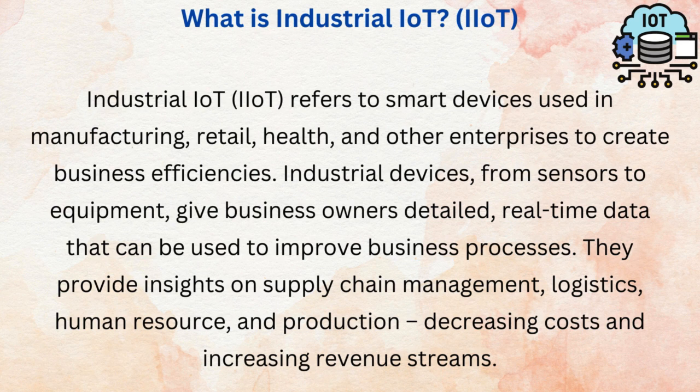So we learned what is IoT. So what is IIoT, which is industrial IoT? Industrial IoT refers to smart devices used in manufacturing, retail, health, and other enterprises to create business efficiencies. Industrial devices from sensors to equipment give business owners detailed real-time data that can be used to improve the business processes, ultimately the business profit, and they provide insights on supply chain management, logistics, human resource planning and production, and decreasing the cost and increasing revenue streams.